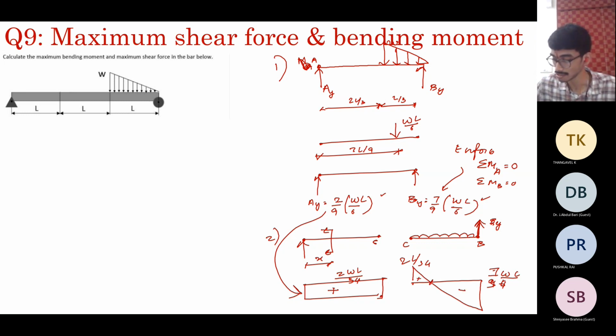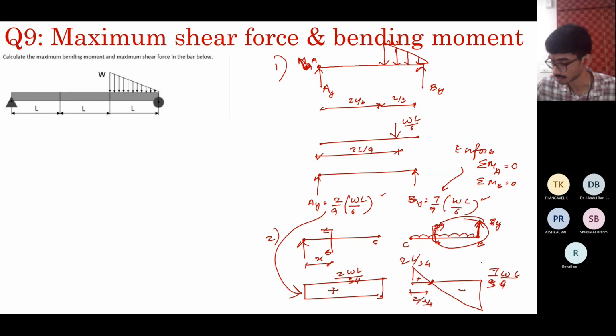This is negative, this is positive. So wherever this crosses this line, take that point and take moments of these forces above this point. Wherever this crosses it, this will divide the line in the same fraction: 2 by 54 and 7 by 54, and 2 plus 7 is 9. So 2 by 9 to 7 by 9.